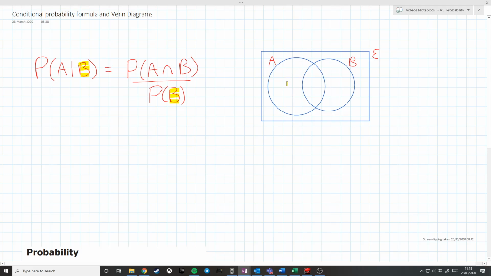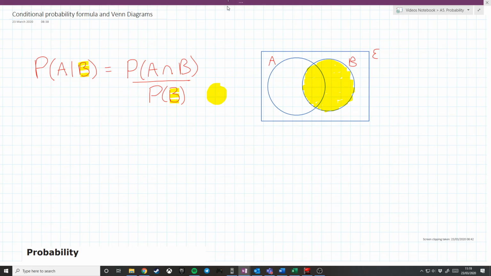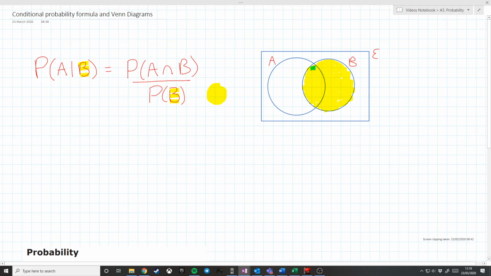Now, why does that make sense? So we know B is happening. We know B is happening because it's given that B. So we know that we are in here. B must have happened. So actually, in a sense, we've changed. Instead of the entire world, we're now just in this section. And we want to say out of these times, when does A happen? Well, A happens here.